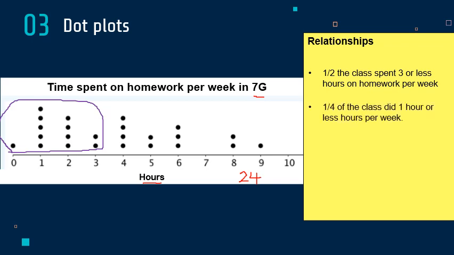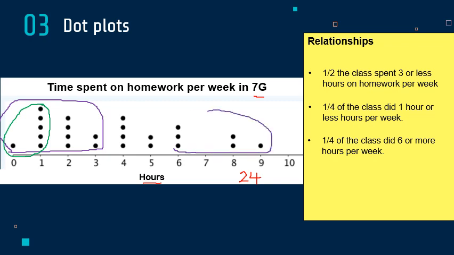But I can also say that a quarter of the class did 1 or less hours per week because we've got 1 person doing 0 hours and 5 people doing 1 hour, so that's 6. 6 times 4 is 24. So 6 is 1/4 of 24, 1/4 of the class. At the other end of the spectrum, I can also say that 1/4 of the class did 6 or more hours per week because here I've got 6 students as well. For 6 all the way up to 9 hours, that also represents 1/4 because 6 times 4 is 24.